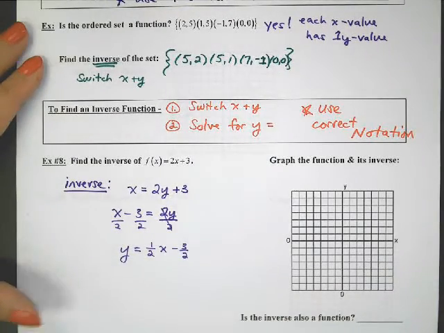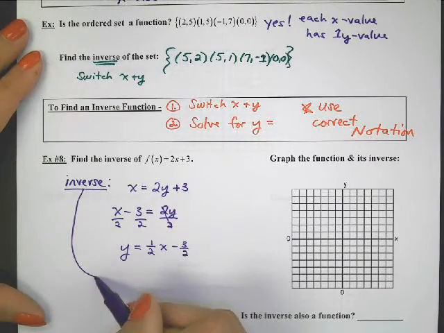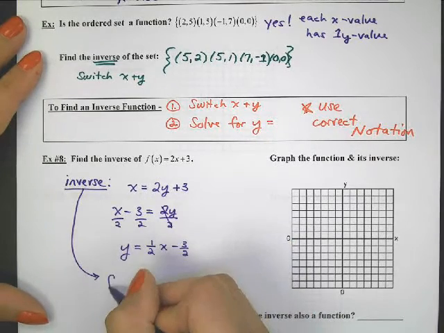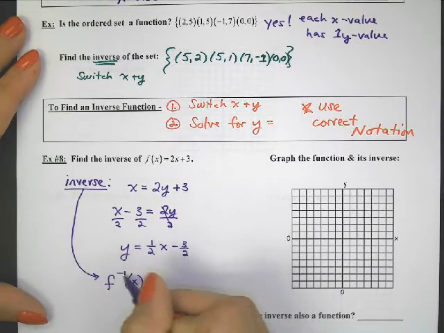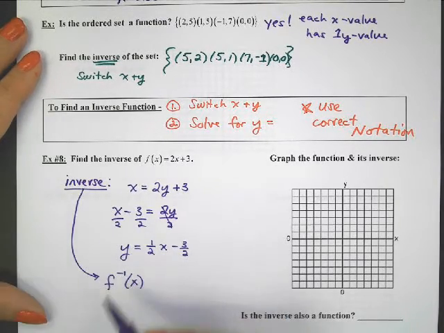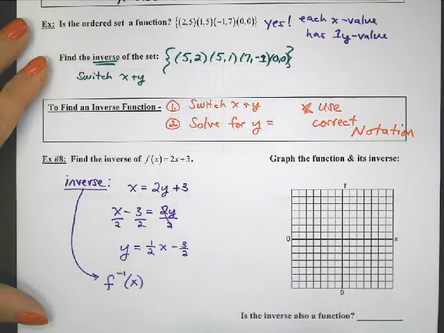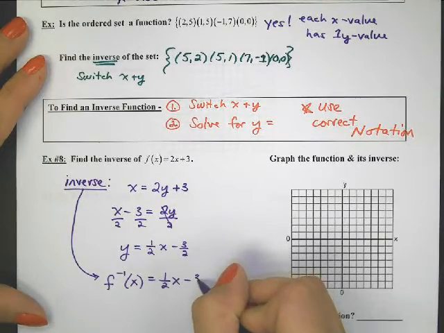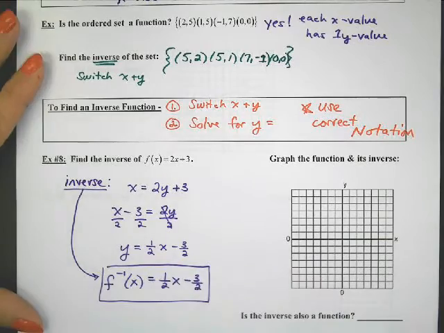But it said you have to use the correct notation. So how do you write an inverse? I can't call it f of x, so we'll say f inverse of x. It kind of looks like a -1 exponent, but you don't say that. What you say is f inverse of x. And that's 1/2 x minus 3/2. So that is the inverse.